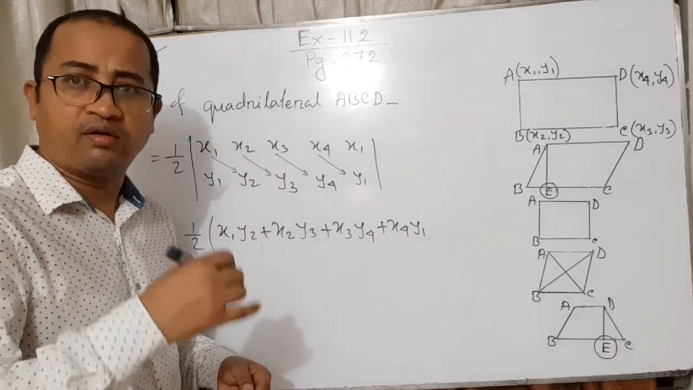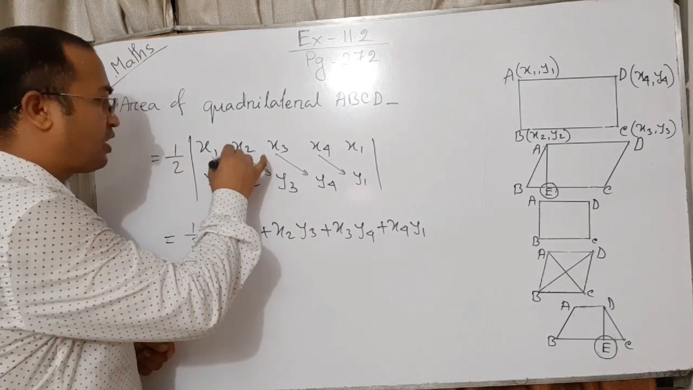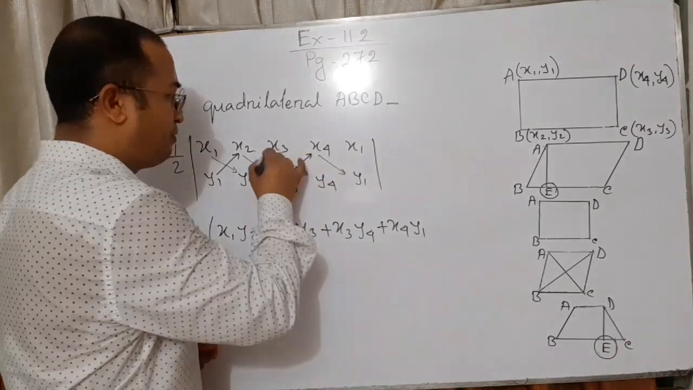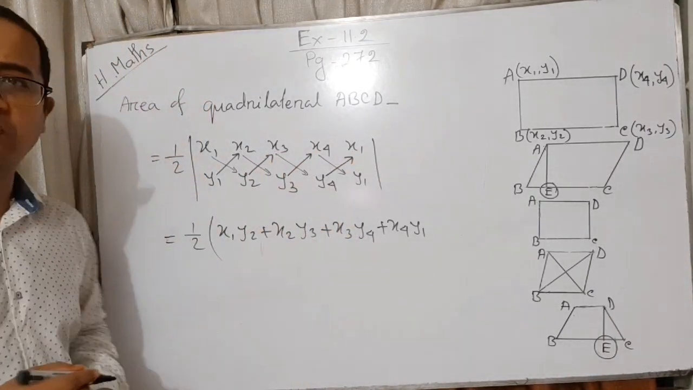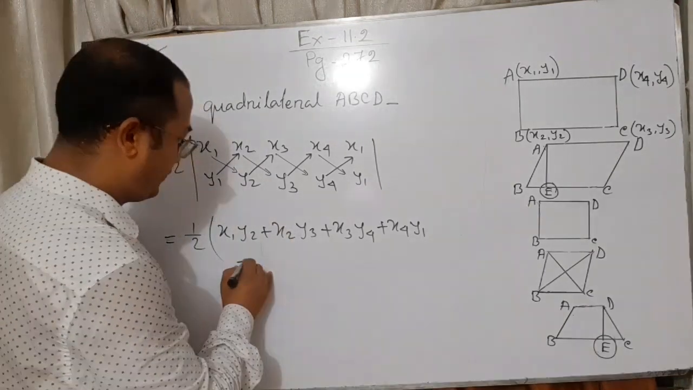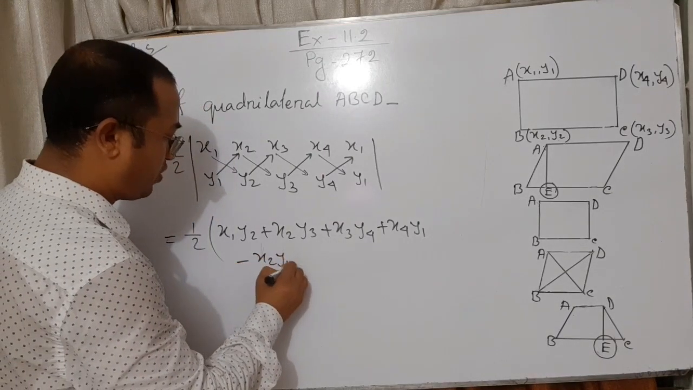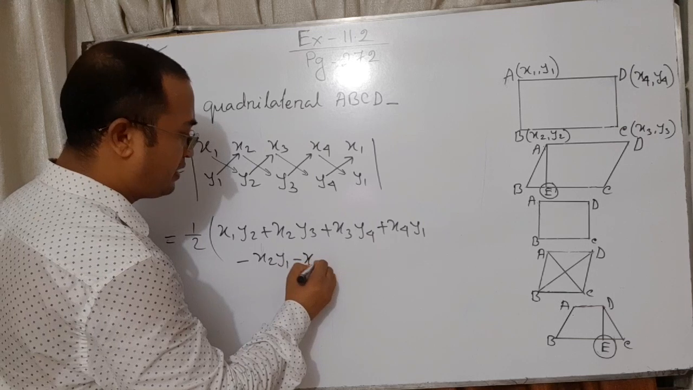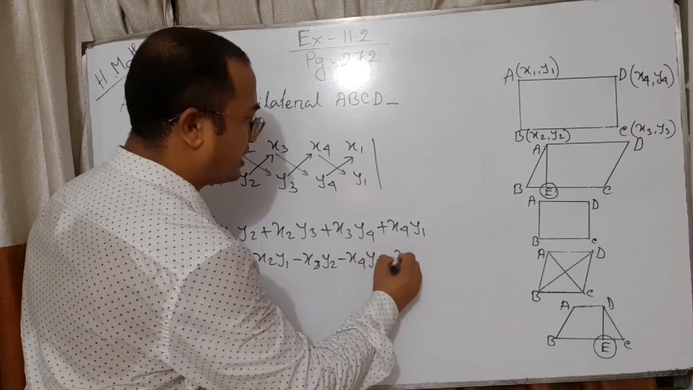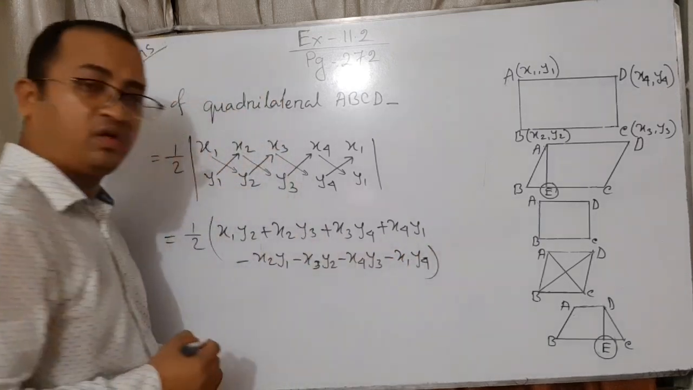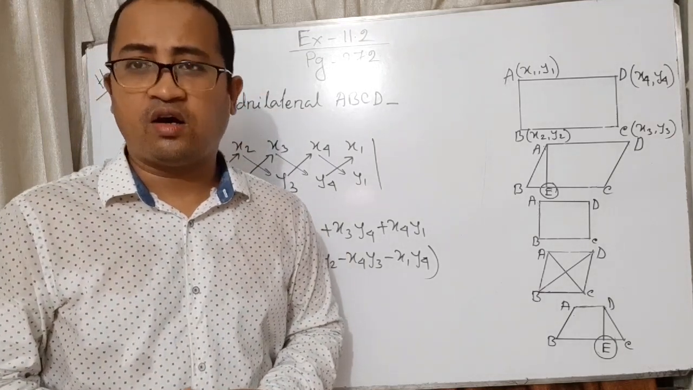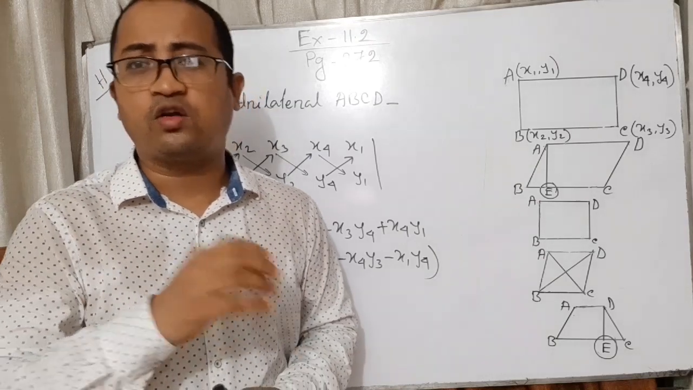Now in the reverse way, we go from the bottom to the top. These four also we multiply and take the difference. Now minus x2 y1 minus x3 y2 minus x4 y3 minus x1 y4. I hope this is an easy way to find the area of any quadrilateral if you know the coordinates of the vertices.